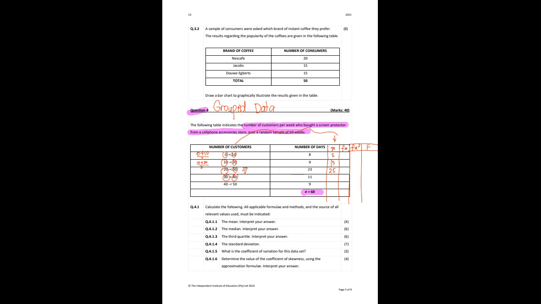So that's your midpoints. Then your fx column is literally f, your frequency, times x. So here's your frequency. The number of days is your frequency. I just want to erase here so you can see what I'm doing.